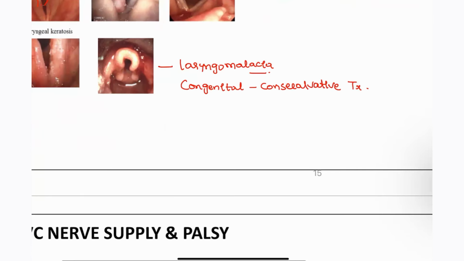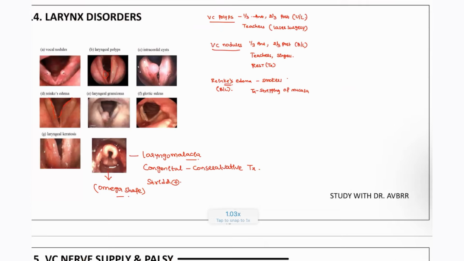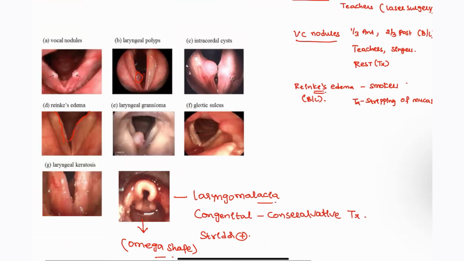And the patient will present with stridor. This is easy to understand: if stridor is present in the patient, it is most likely associated with laryngomalacia. And what sign are you going to see? This sign is known as the omega shape, the omega-shaped larynx of laryngomalacia. Reassurance is important in treating this patient. Next, laryngeal carcinoma. Here you can see the laryngeal carcinoma that we are going to discuss now.